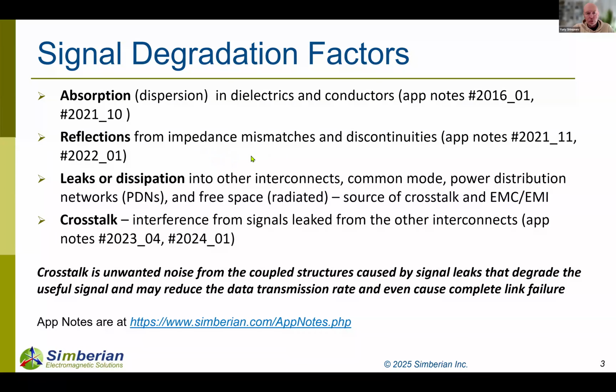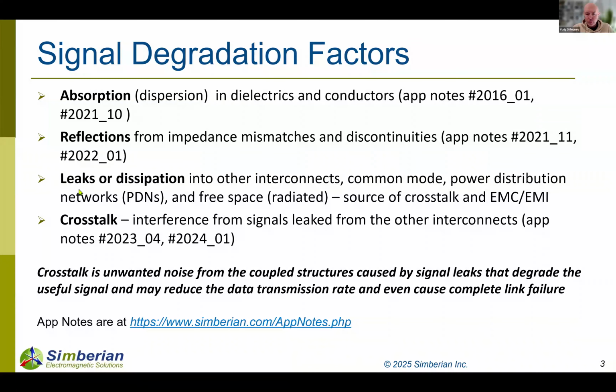Reflections account for different types of reflections, from impedance mismatches and from discontinuities, and those two are probably the major reasons for signal failure. But we will not talk about them today. You can read in the application notes, again, reference here. So today we will talk about leaks and dispersion, or dissipation rather, into other interconnects. It's a broad subject, usually known as crosstalk.